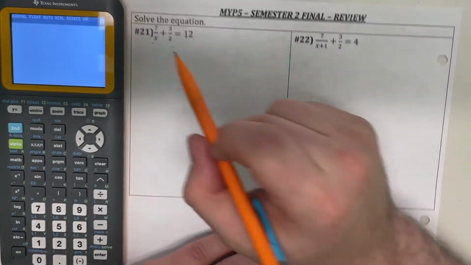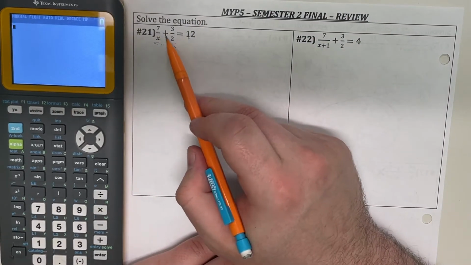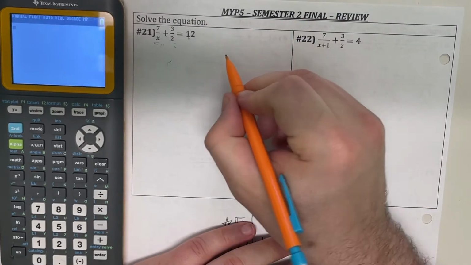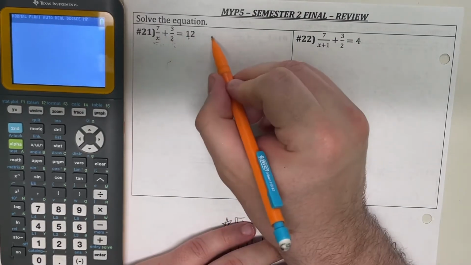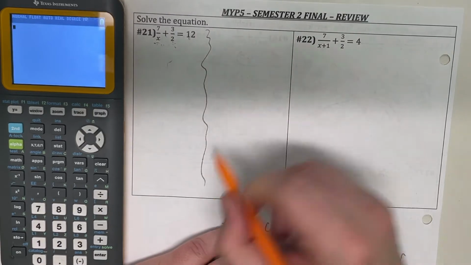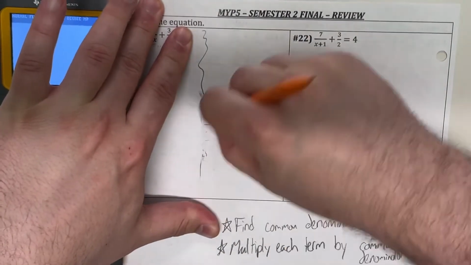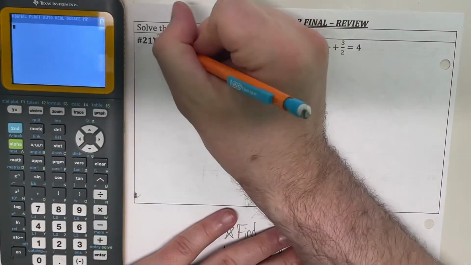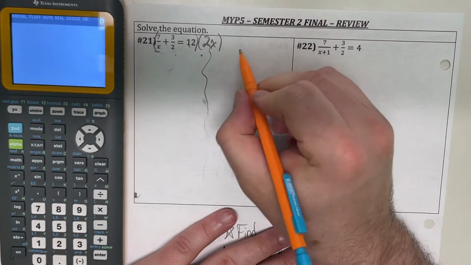It is, all right. So we're going to say, okay, this is our equation. We have 7 over x plus 3 over 2 equals 12. And so what I'm going to do is, I know my common denominator is going to be 2x. So I'm going to multiply each of those terms by 2x. And so it looks kind of like this.